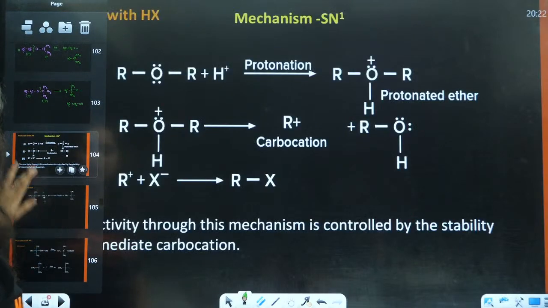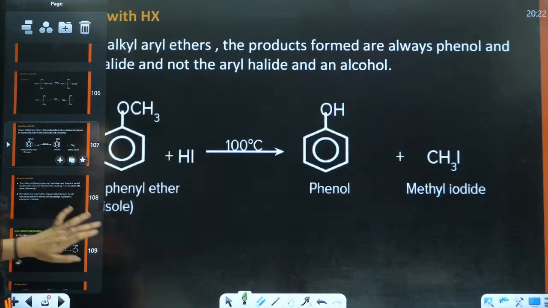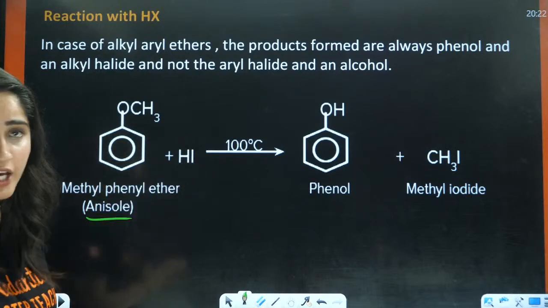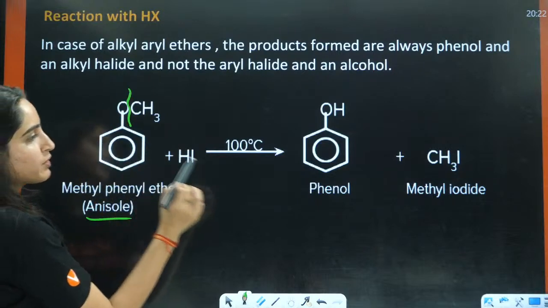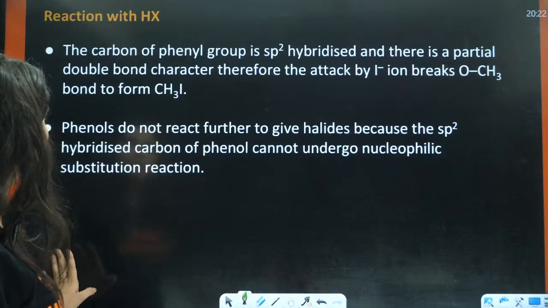So I think that was about the mechanism. Then you have anisole. If you talk about anisole with HI, it is very easy to break this bond. That is why you will have the formation of phenol and methyl iodide.